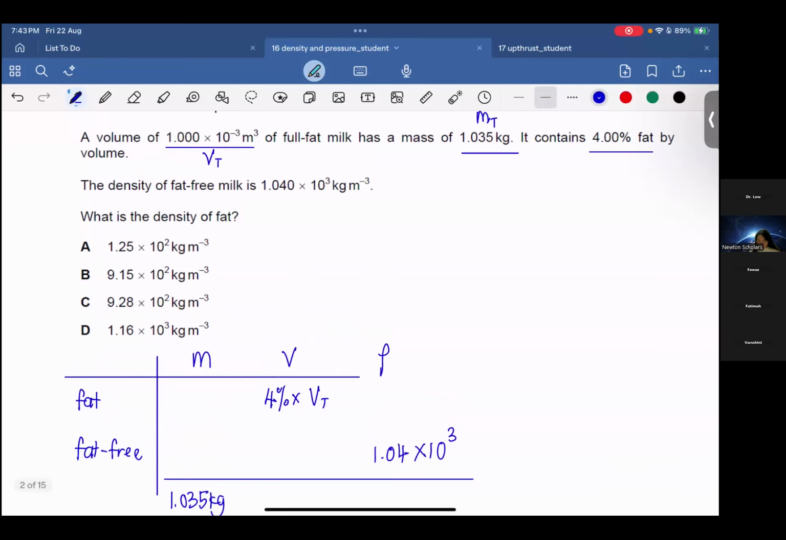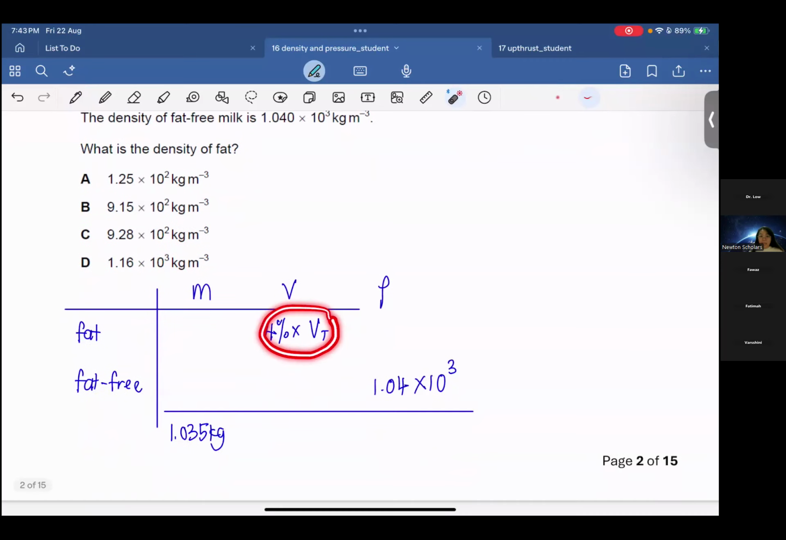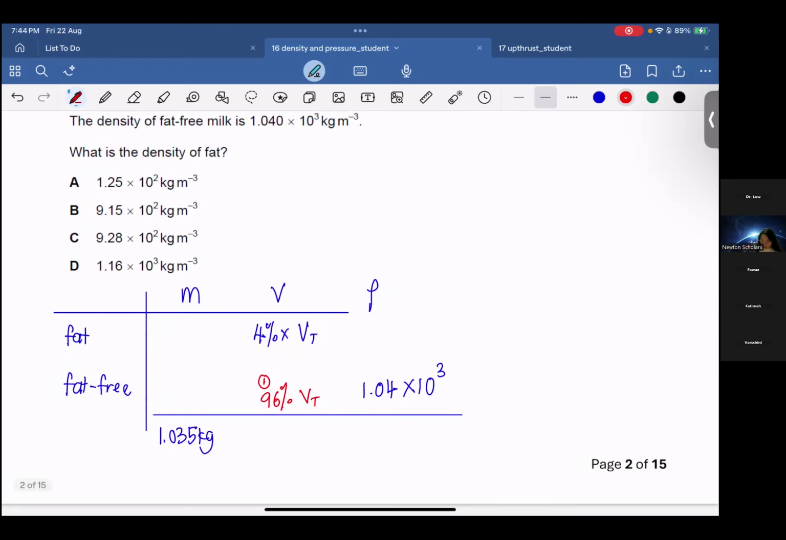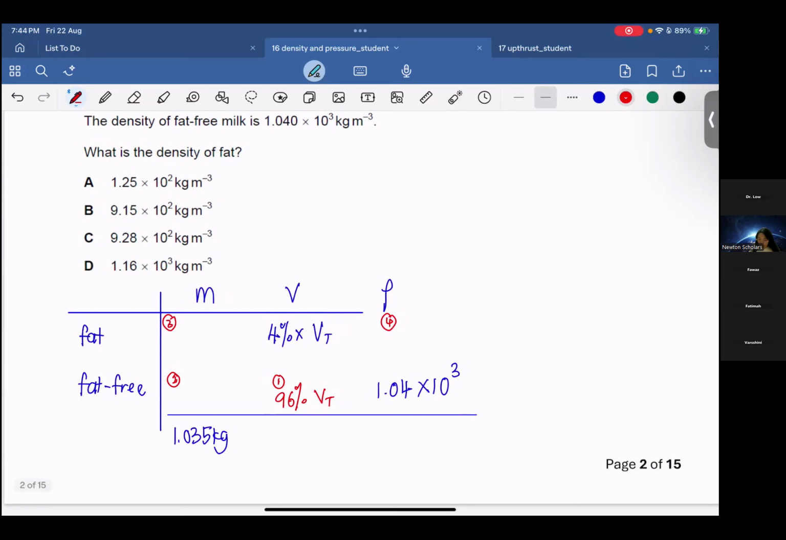What information can we have? I guide you a bit. First, you can count 4% of the total, and then you also know the other part. So I label step by step. Number 1, you can count the volume for the fat-free part, which is 96% of the total. Then number 2, you can get the mass. From the mass here, you can get the mass of the fat.